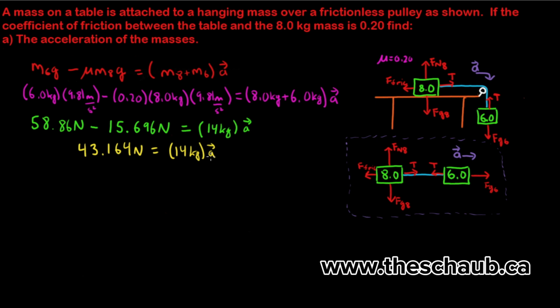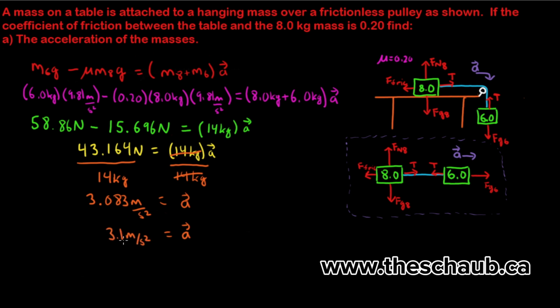And finally, to get our acceleration all alone, it's being multiplied by 14. So we apply the opposite and divide both sides by 14 kilograms. And this gives us just acceleration on this side, because 14 divided by 14 is equal to 1. And on this side, it gives us 3.083 meters per second squared, keeping a few extra decimal points to avoid rounding errors. And a final answer equal to 3.1 meters per second squared.